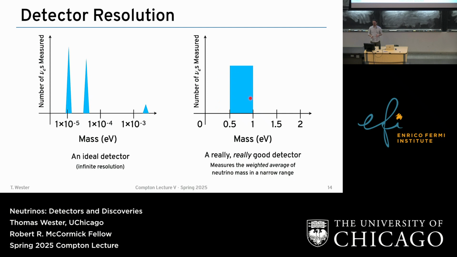So representing that with just a block, every time you measure the neutrino, you could say its mass is between 0.5 and 1 eV. And this would be a really, really good detector if we could do it at this scale. So for all intents and purposes, the masses of the neutrinos that we measure are going to be some kind of weighted combination of the mass states that the neutrino is in a superposition of.